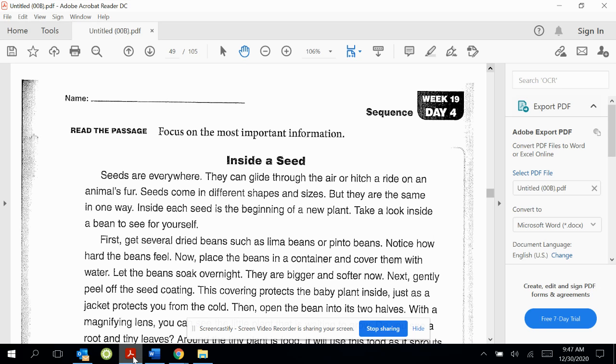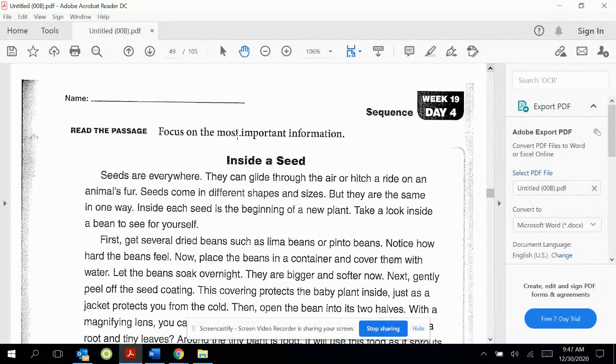Today is week 19, day 4. We are going to use the sequence skill today. That's where things come in a specific order. We're also going to use the determine important information strategy.